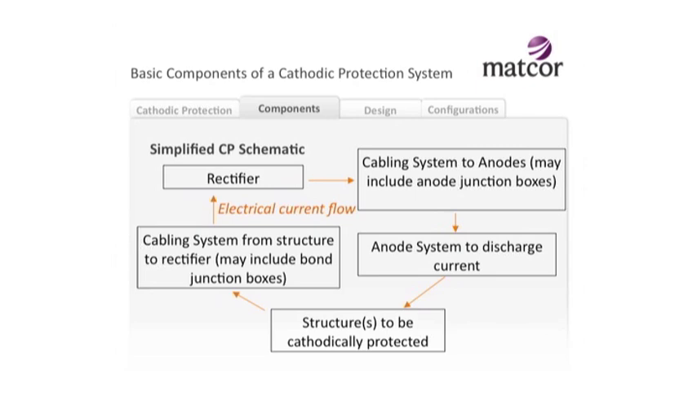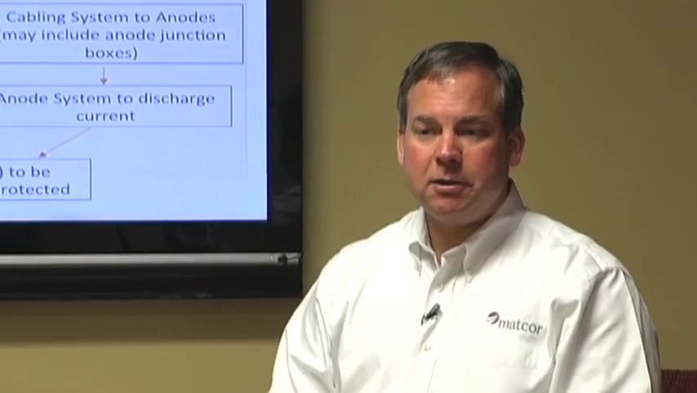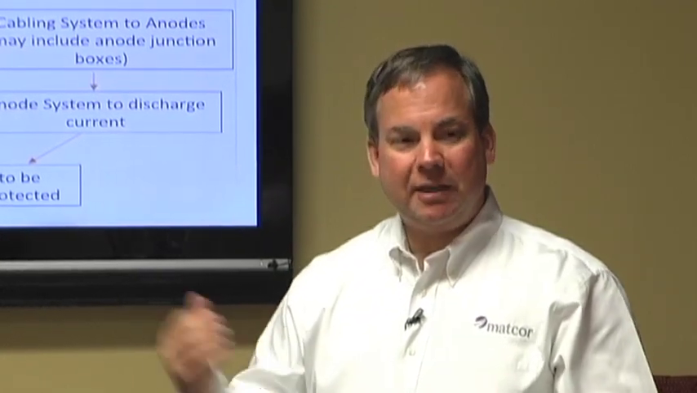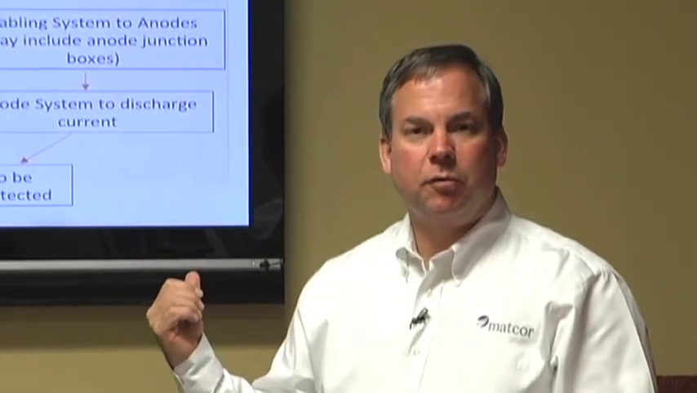Now, we have all different flavors of structures. We protect tanks, we protect seawalls, we protect jetties, we protect pipelines. There's all different types of anodes, but that's basically how the system looks from an overview.